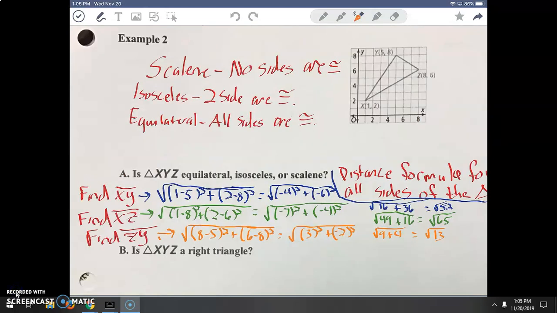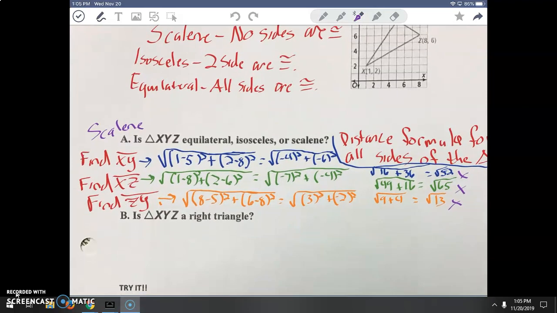So I did the distance formula 3 times in a row. I looked over here and noticed that none of these are the same. Since they're not the same, this is going to be a scalene. Now, the next question asks you if it's a right triangle. Well, if it's a right triangle, we can use the Pythagorean theorem. So we look back to the previous question, and we notice that the largest one is the square root of 65. So that one is going to be your C.